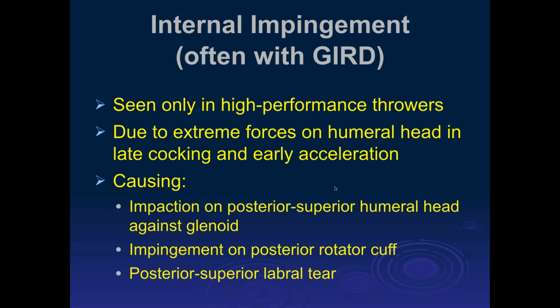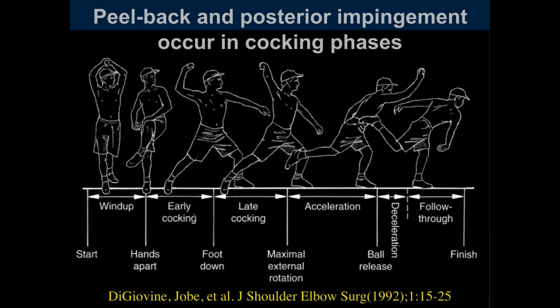Now, this sometimes gets confused with something that we see commonly in overhead throwers, predominantly baseball pitchers, and that's GIRD, glenoid internal rotation deficit. This is seen only in high-performance throwers. It's due to extreme forces on the humeral head in the late cocking and early acceleration phase of throwing. And you get an impaction of the posterior superior humeral head against the glenoid, impingement of the rotator cuff. Actually, this is often associated with it. This would actually be more posterior impingement. But we'll be going through this a few more times.